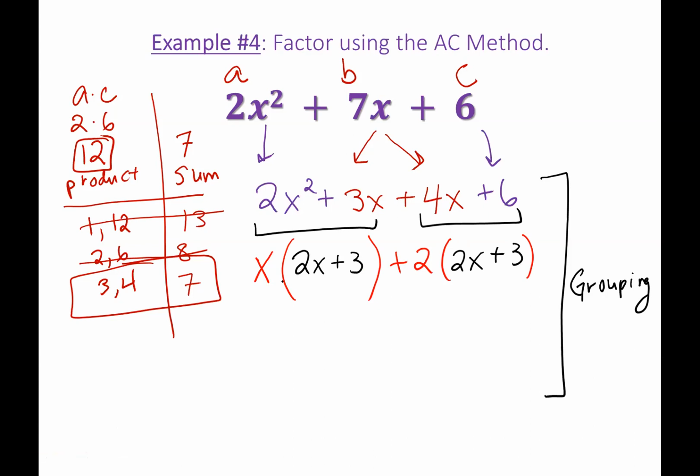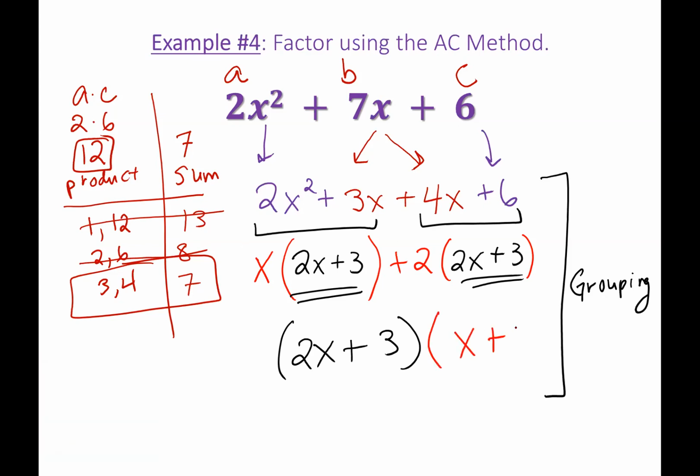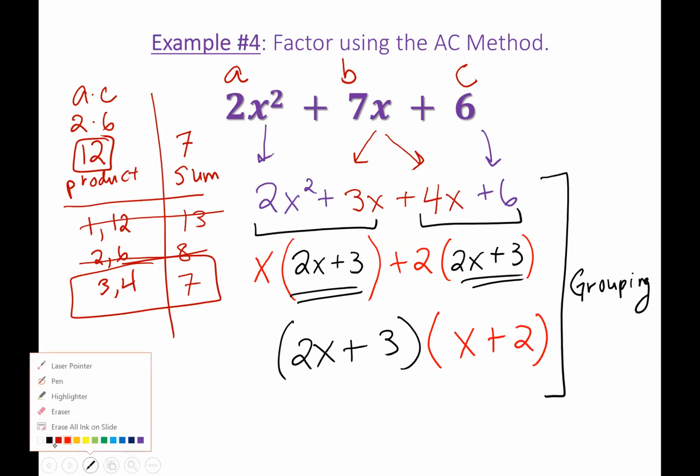And here we are. So we have x, parentheses, 2x plus 3, and then plus 2, parentheses, 2x plus 3. Remember, to finish a grouping problem, what's in the parentheses should be the same for both. So you'll rewrite that factor. It's kind of like another GCF in a way. It's common, it's appearing twice. 2x plus 3. And then those leftover outside terms, there's an x, and then there's a plus 2. So that goes next in my parentheses. So my final answer is 2x plus 3 times x plus 2.